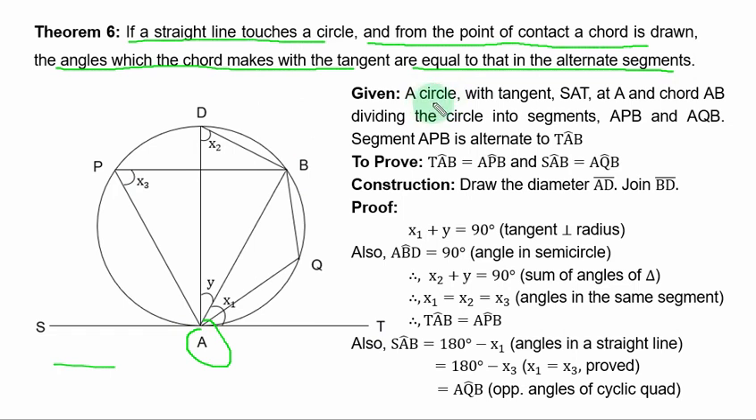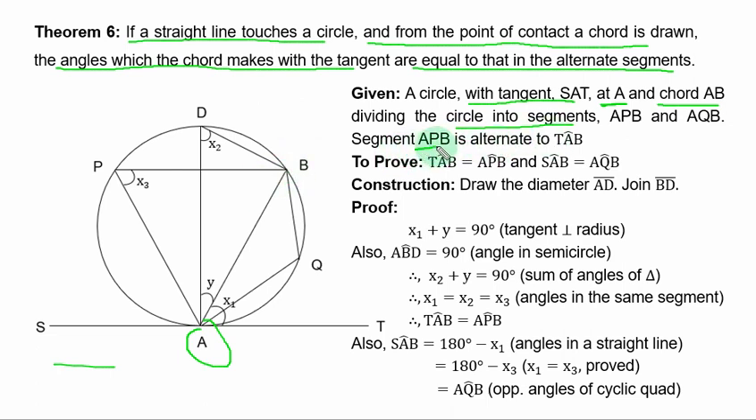Given a circle with tangent SAT at A, that is the point of contact, and chord AB, dividing the circle into segments APB and AQB, the major segment and the minor segment.